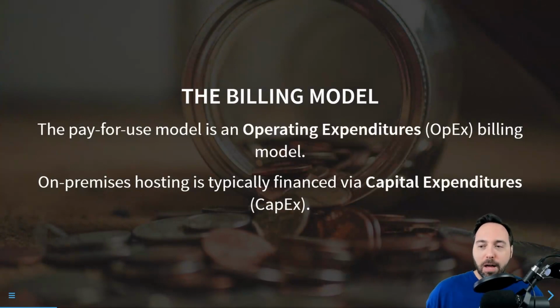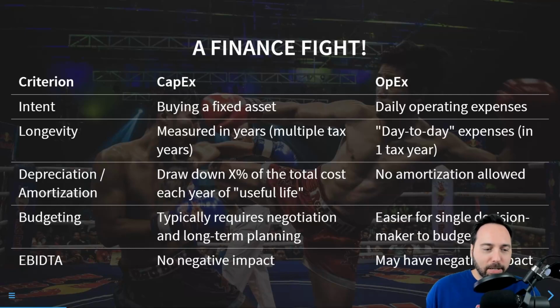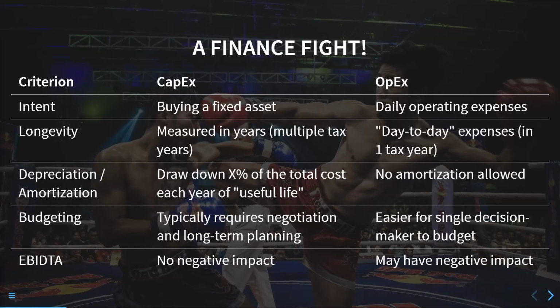So our billing model. Typically, cloud services use an operating expenditures billing model. And on-premises hosting usually is more of a capital expenditures model. So let's talk about what the difference is between those two. And I'm actually going to hide myself for a moment because there's a lot on this table. I won't read off everything from the table, but basically capital expenditures, operating expenditures.